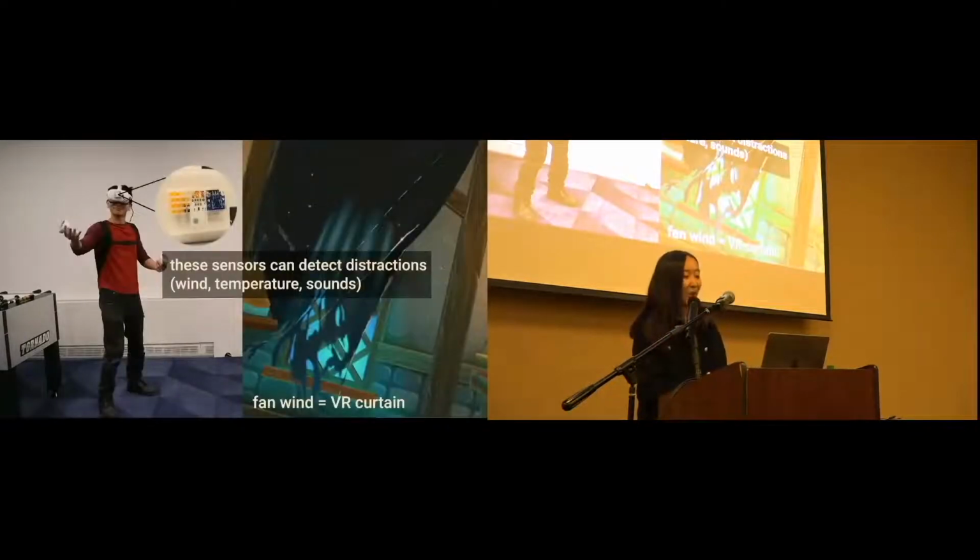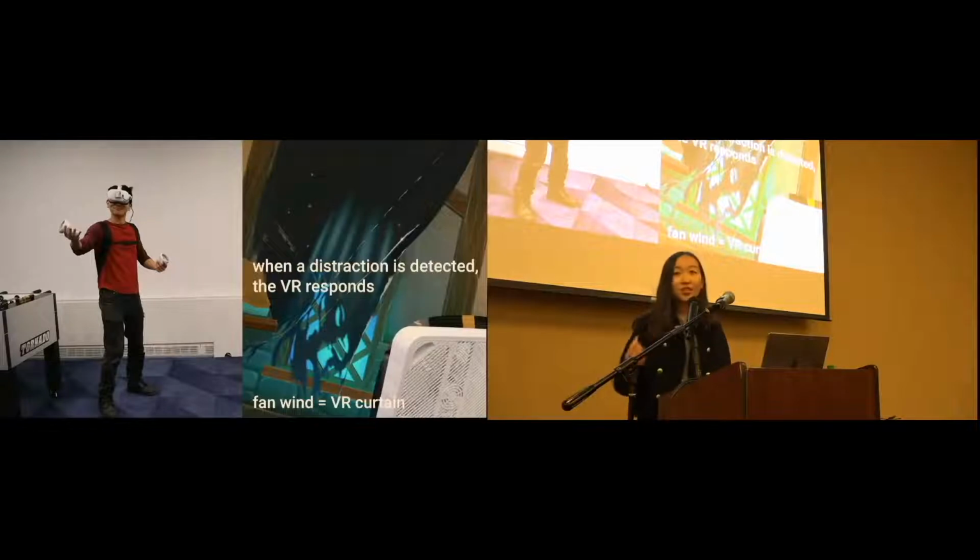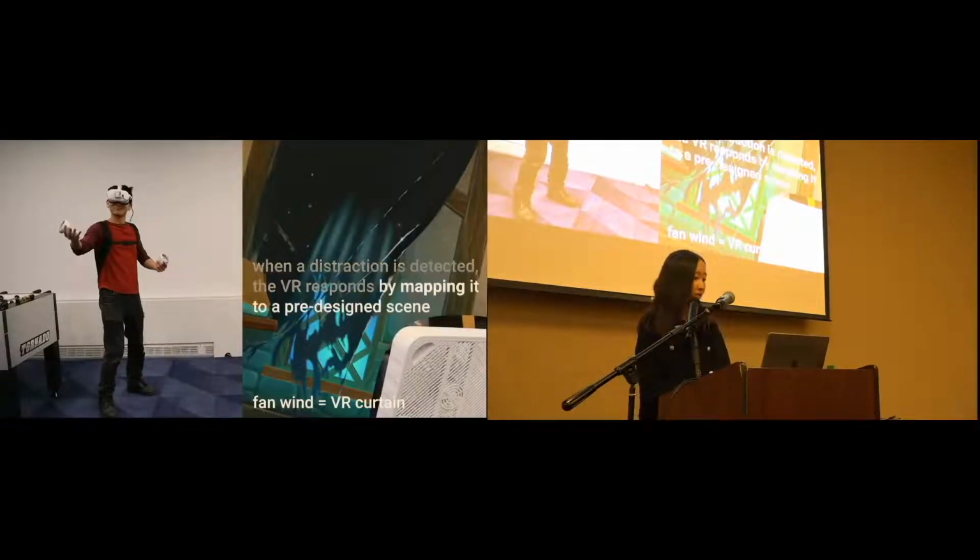Here, the sensor box that we prototyped, attached to the user's headset, detects a small set of distractive stimuli, such as wind, temperature, and sound. When a distraction is detected, our VR experience responds by mapping it to a predefined scene to match the distraction in the physical environment. Here, the wind from the fan was mapped to the movement of the curtain to associate with it.